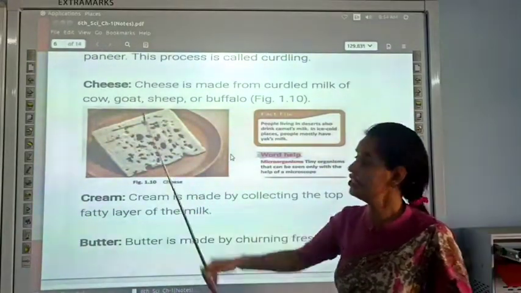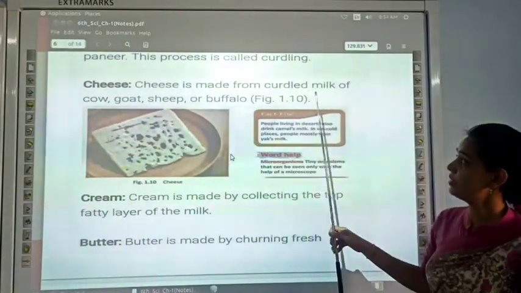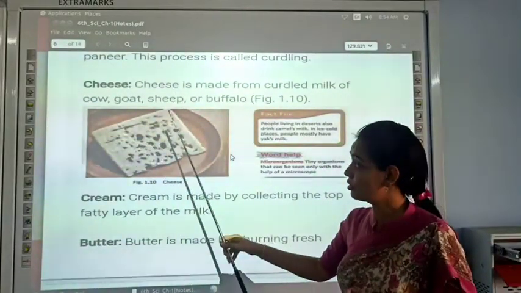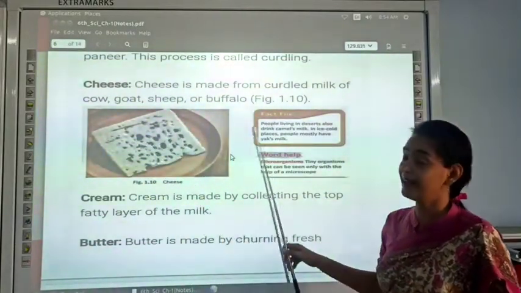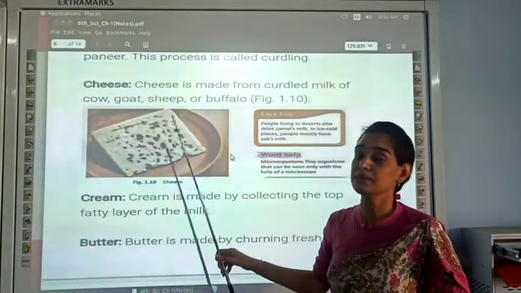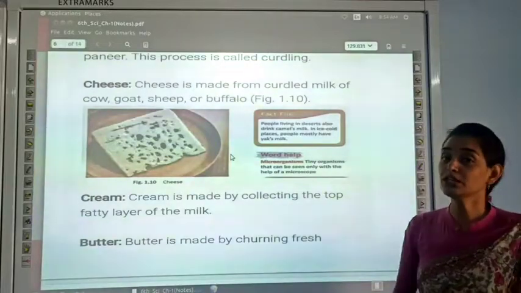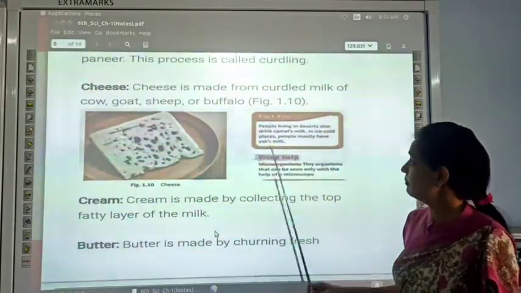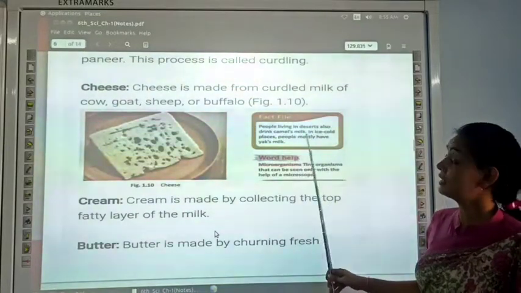Okay, now the cheese. Cheese is made from the curdled milk of cow, goat, sheep and the buffalo. Many children call it sheep, that is sheep. Bheed. Sheep is the one that has wool. Okay, that is sheep. So people living in the desert also drink camel's milk.